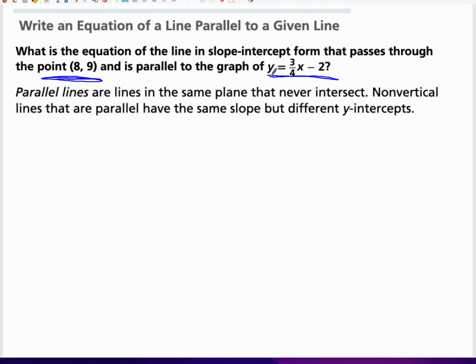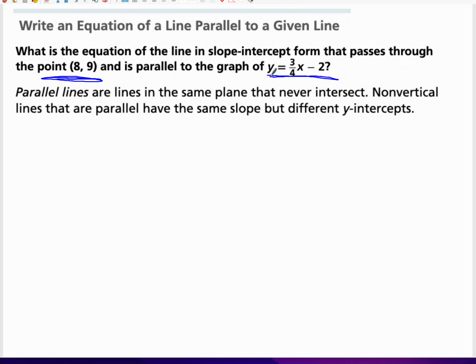Non-vertical lines that are parallel have the same slope but different y-intercepts. Those words should all mean something to you guys, all right? You should understand everything that was said. Especially this last sentence, non-vertical lines. Non-vertical lines are the exception. We still have parallel vertical lines, but they don't have a slope. We don't talk about the slope of vertical lines; it's undefined. So non-vertical lines that are parallel have the same slope, but different y-intercepts.